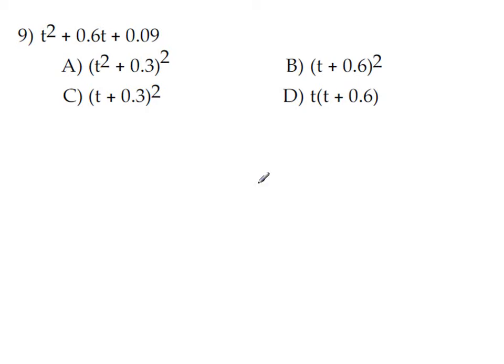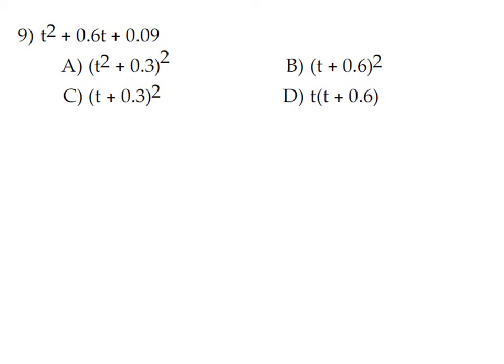Alright, so this is part 2. We're going to continue on where we left off with number 9. And we have t squared plus 0.6t plus 0.09. Now, the decimals do cause a little bit more work on our part, but not really much. The t squared has a leading coefficient of 1, and the GCF between all the terms is 1.